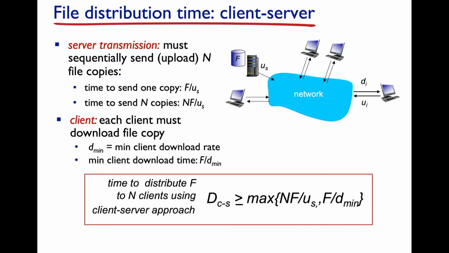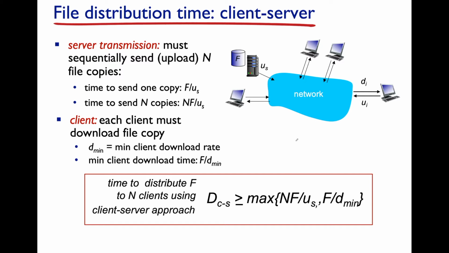And so the time it takes in client-server networks to distribute that file of size F to n many clients is going to be whichever is the maximum between the two. If the bottleneck is at the server, that's going to be n times F upon U_S. And if the bottleneck is the slowest downloading client, that's going to be F over dmin. Now, of course, in order to distribute this file to each one of the n many clients, you have to upload it n many times.